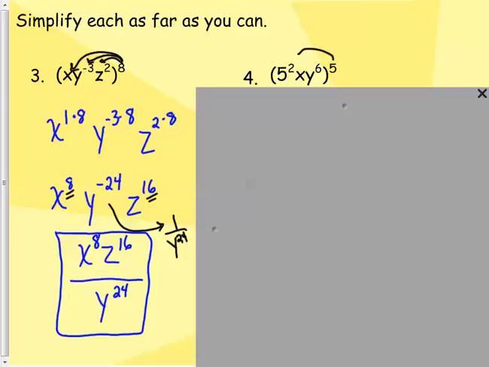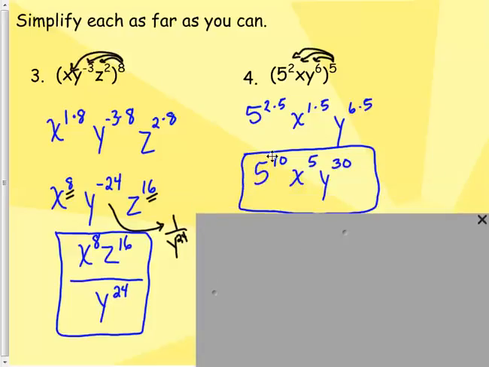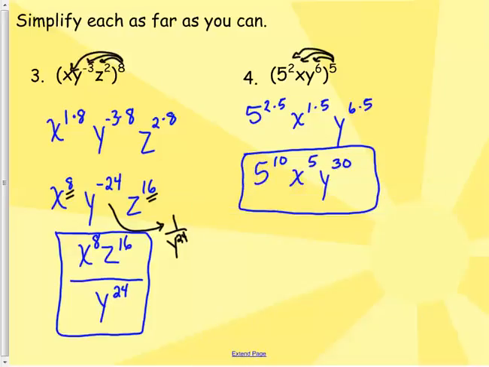Okay, so you're going to distribute the 5 to all 3 pieces that you see here. So when you do that, you get 2 to the 5th power, x is the 1st power, so to the 5th power, and then 6 to the 5th power. So you get 5 to the 10th, x to the 5th, y to the 30th.